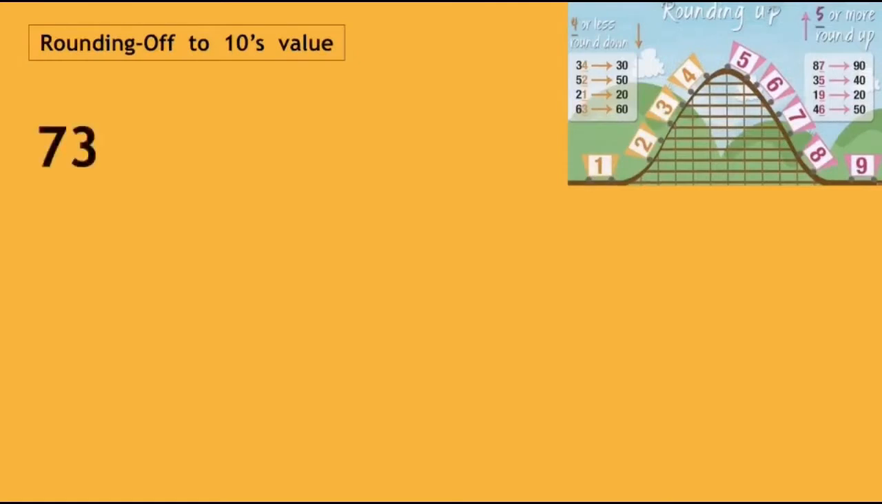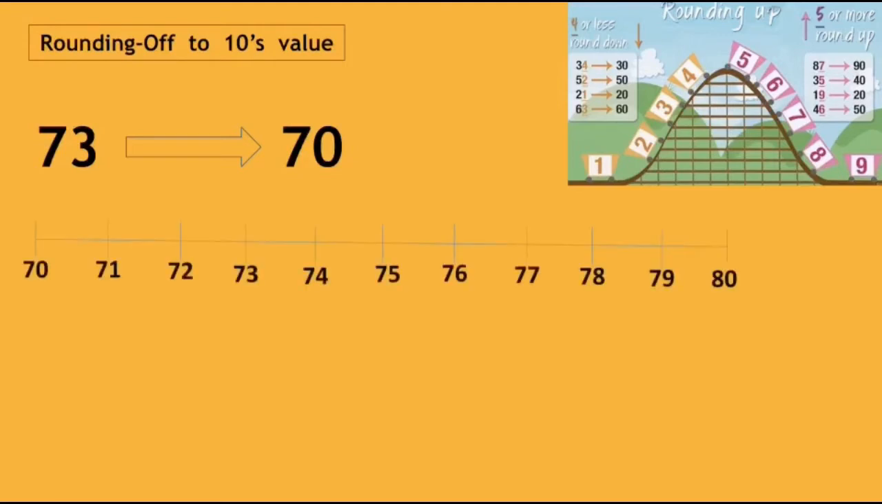Here we are seeing 73 is rounded to 70. Let us see how to do it. Write 73 on the number line. 73 will be placed between 70 and 80. 75 is the middle number.